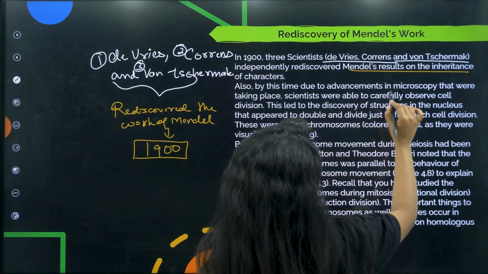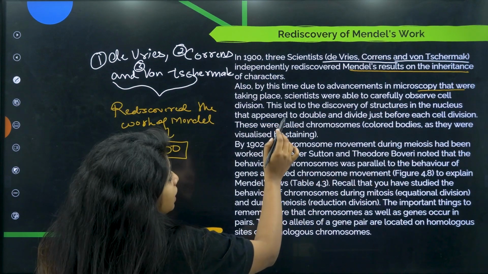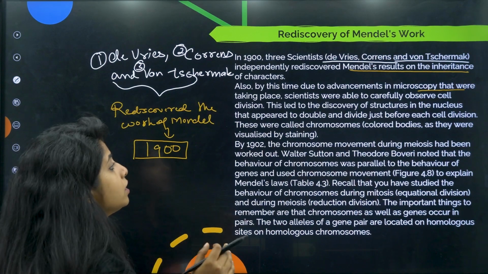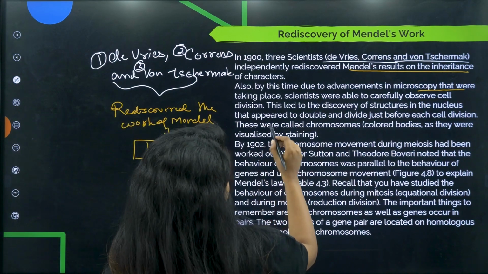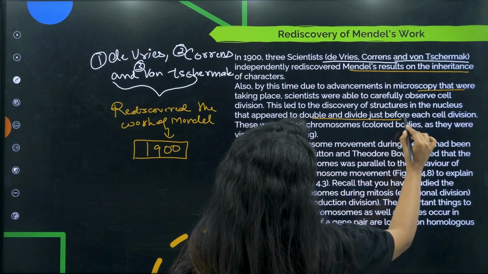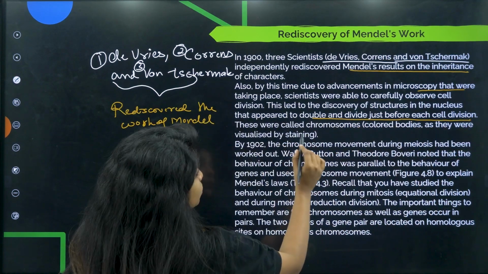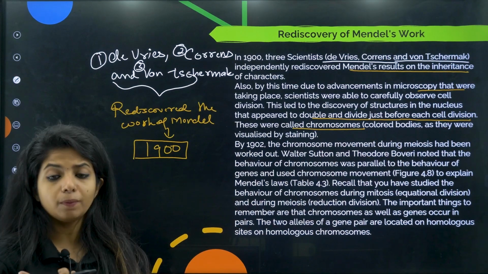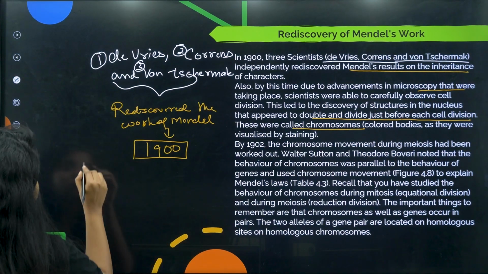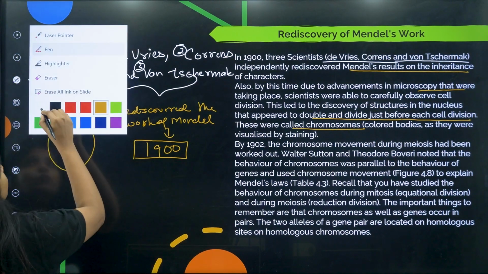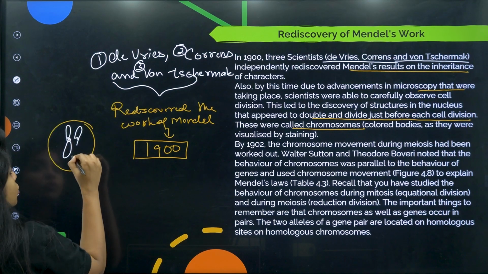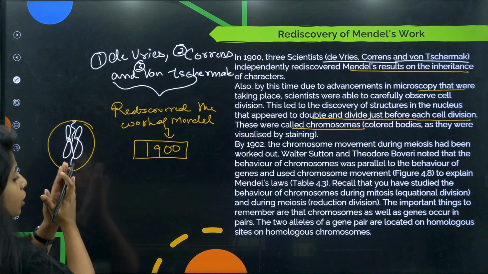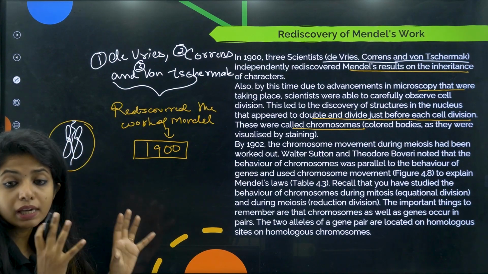Also by this time, due to advancement in microscopy that were taking place, scientists were able to carefully observe what? Cell division. Okay, this led to discovery of structures in the nucleus that appear to be double and divide just before each cell division. These were called chromosomes. So at this point of time, when the microscope was developed, it came to notice that inside the nucleus there are structures known as chromosomes, which are going to divide during each cell division, going apart from each other.